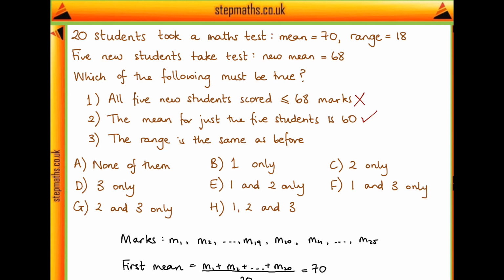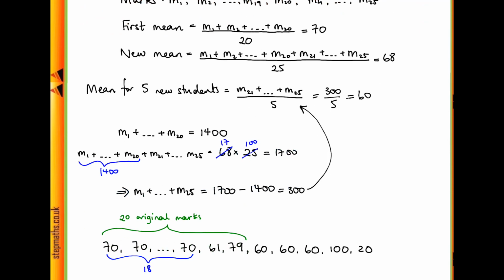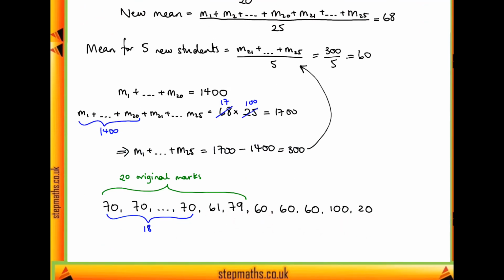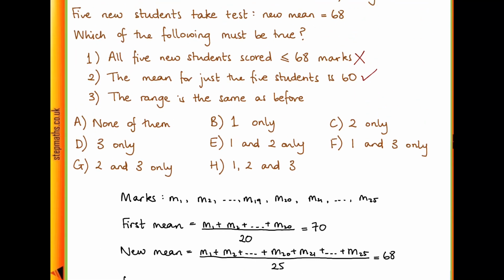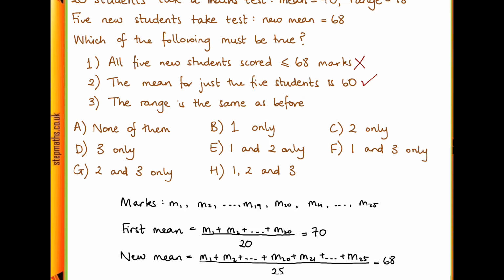Okay, and now for the third statement, it says when we added the marks for the 5 new students, the range of the marks didn't change. The old range was 18, and hopefully considering the example I just gave you, you can see that the range very well could change because looking at these two, you can see the range is now 80. So the statement also doesn't have to be true. So only statement 2 must be true, so our answer would be C.